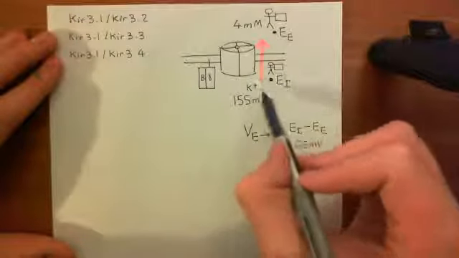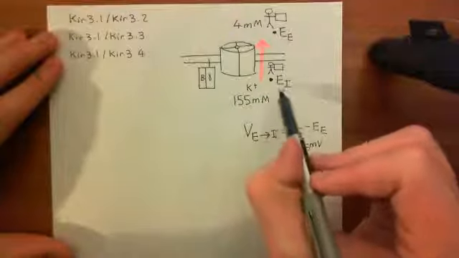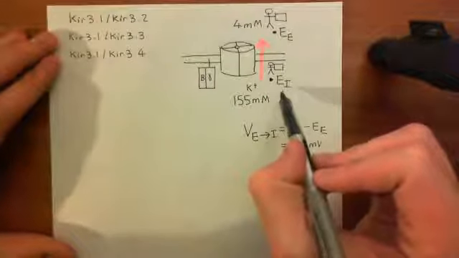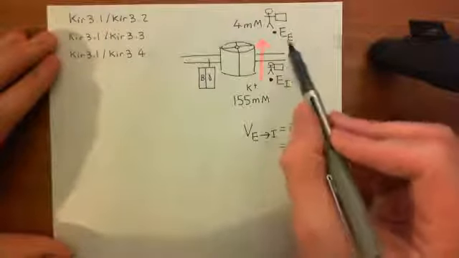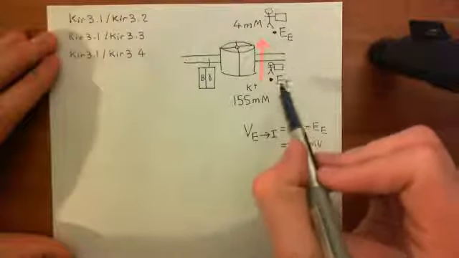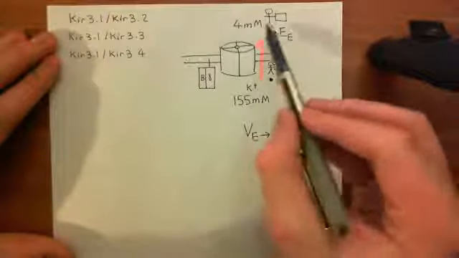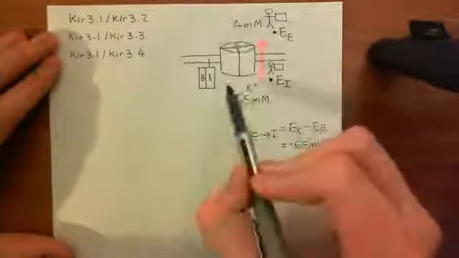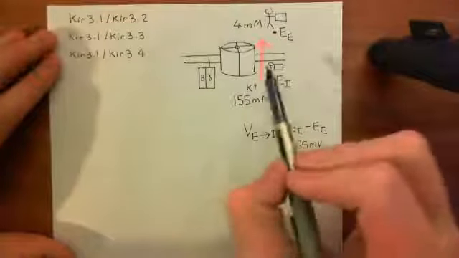Okay, so the potassium ion is going to prefer to be in the intracellular compartment. So the electrical gradient is saying, no, move the potassium in rather than out. Move these potassium ions in, because they want to be where the electrical potential is lower.